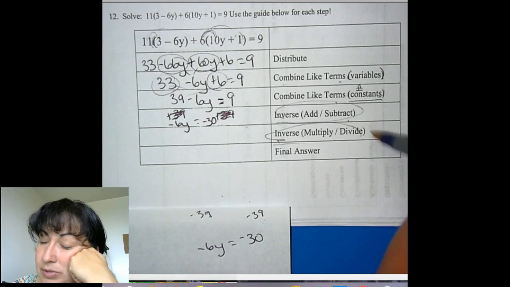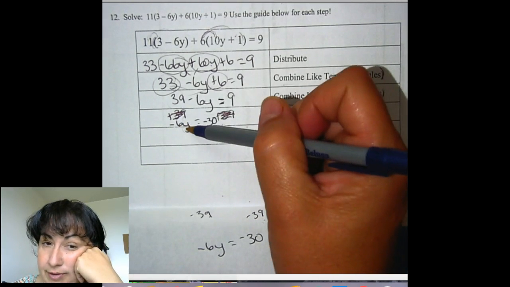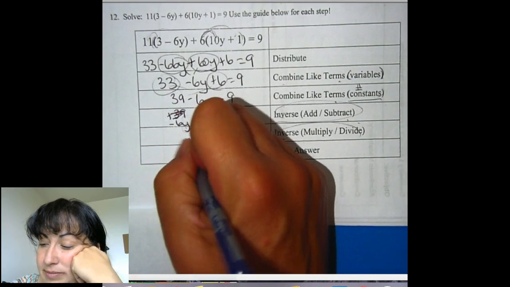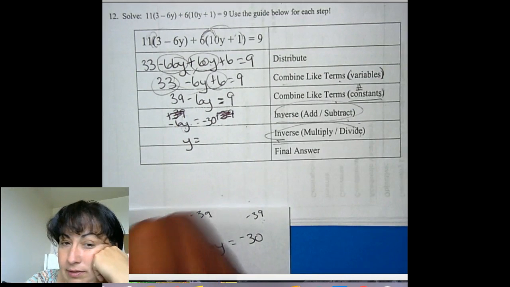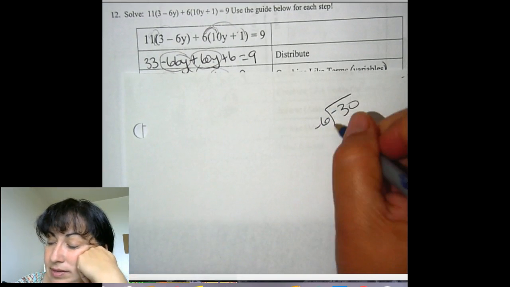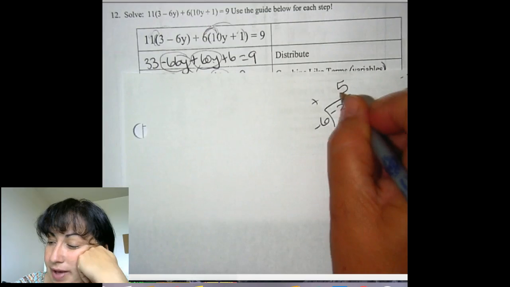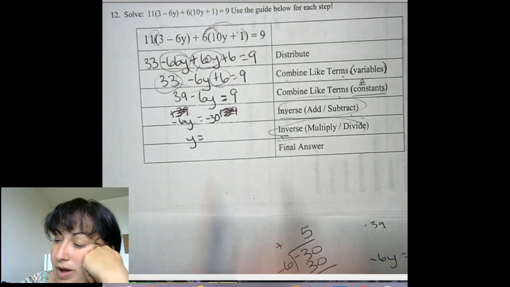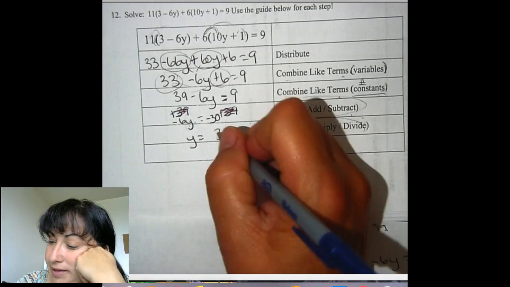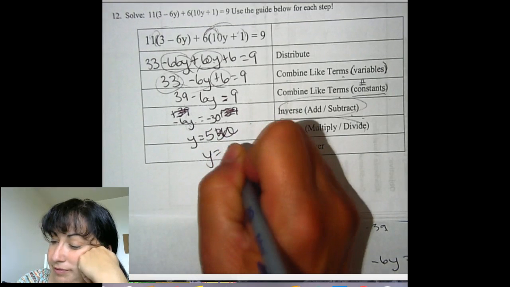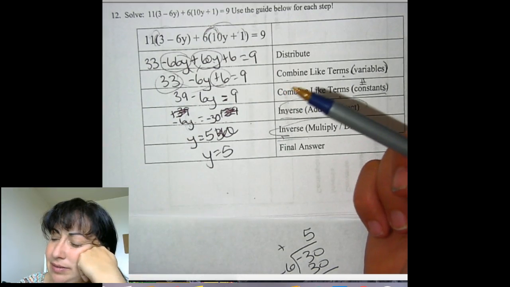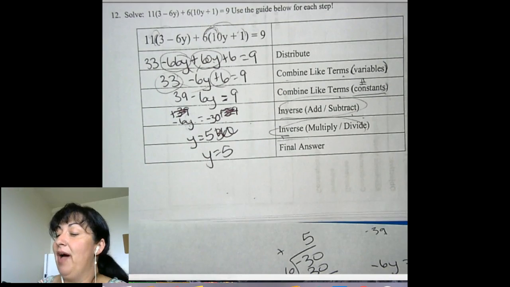And then I'm going to do the inverse of the multiply divide. So to get this y by itself, right now it's negative 6 times y. I'm going to divide by negative 6. So that's going to make that y. And then negative 30, whoops, let me move this over. Negative 30 divided by negative 6. So it's going to be a positive, and 6 times 5 is 30. So it's going to go there. So y equals 5. And that's going to be our final answer. We divided by negative 6. Okay, sorry that one's messy, but our final answer is that y equals 5.